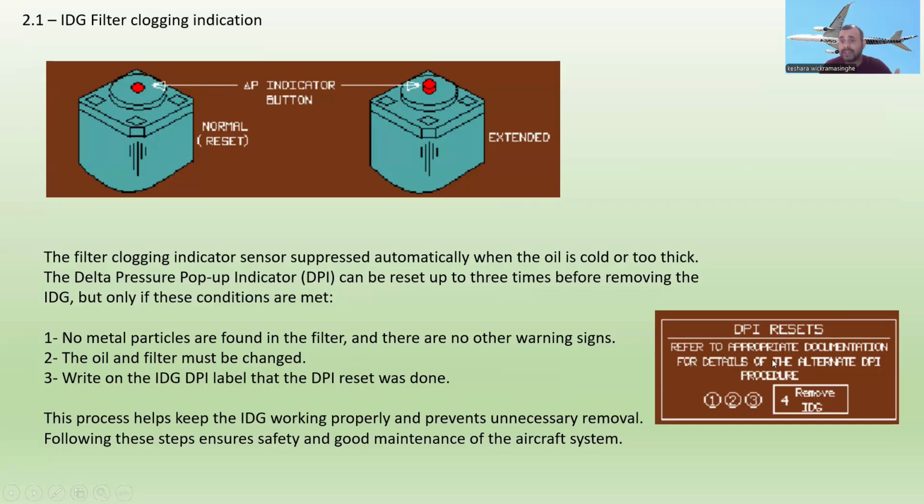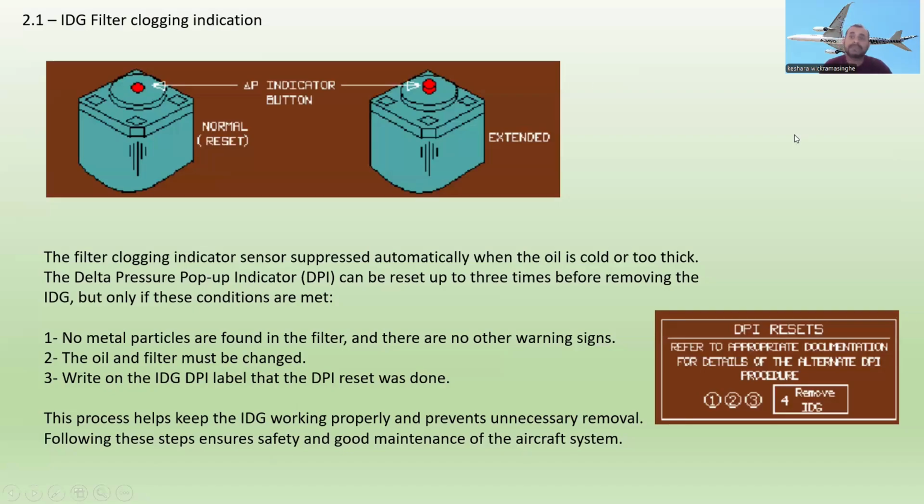You can refer to the appropriate documentation for details of the alternate DPI procedure. The DPI can be reset only 3 times. The fourth time you must replace the IDG. So this process helps keep the IDG working properly and prevents unnecessary removal. Following these steps ensures safety and good maintenance of the aircraft systems.